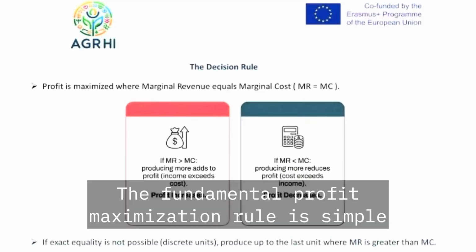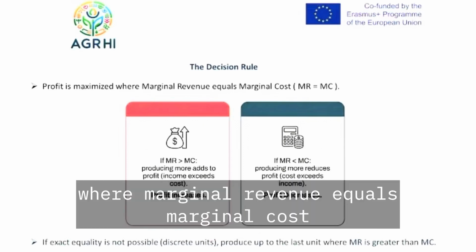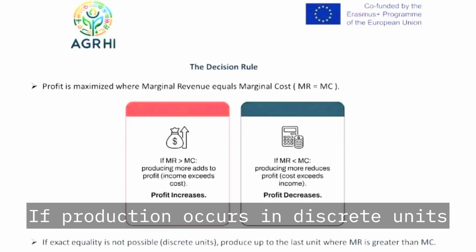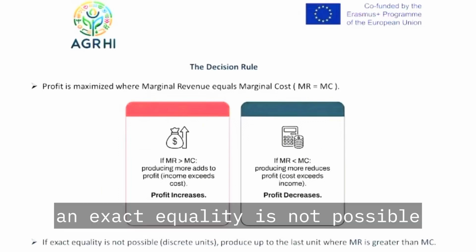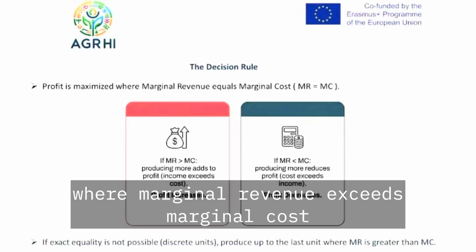The fundamental profit maximization rule is simple. Profit is maximized where marginal revenue equals marginal cost. If production occurs in discrete units and exact equality is not possible, the producer should expand output up to the last unit where marginal revenue exceeds marginal cost.